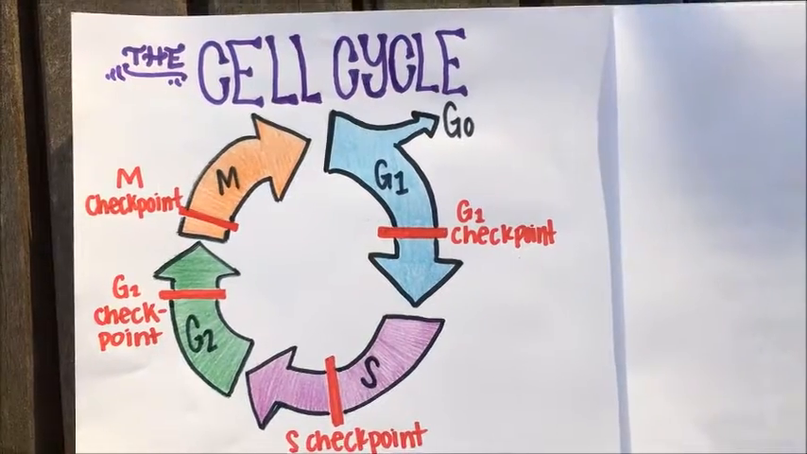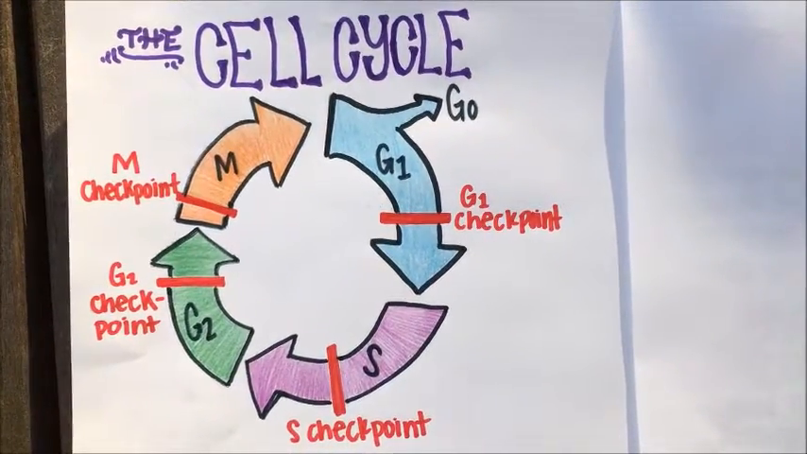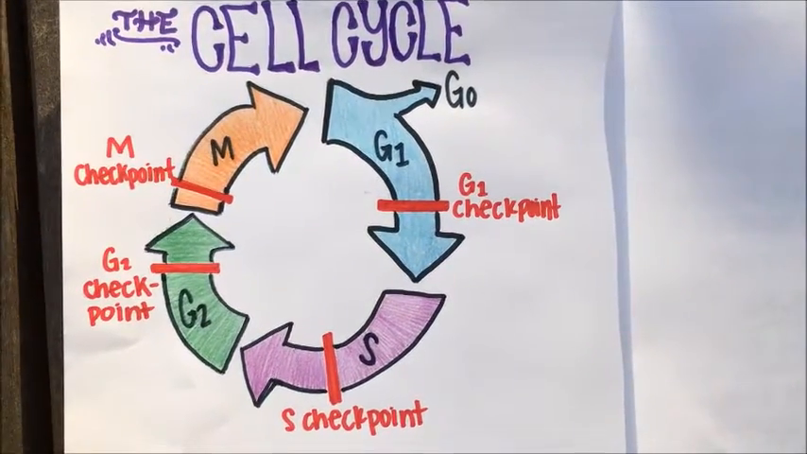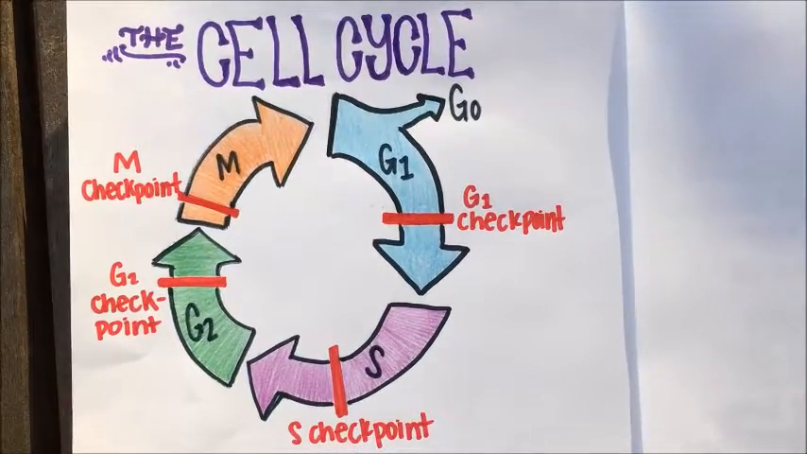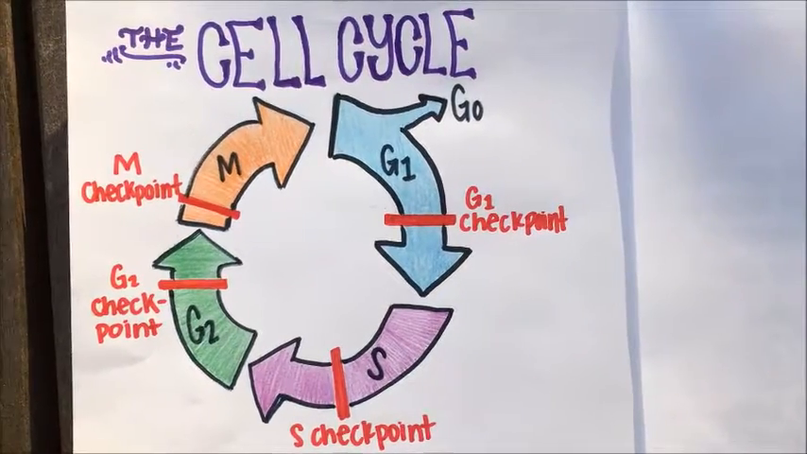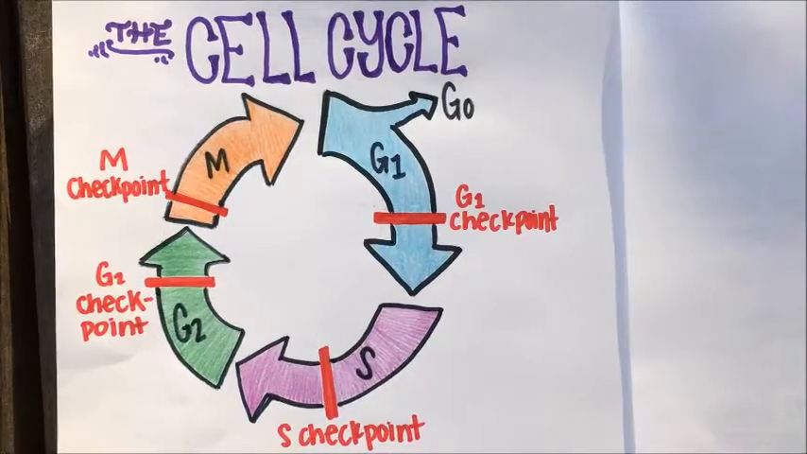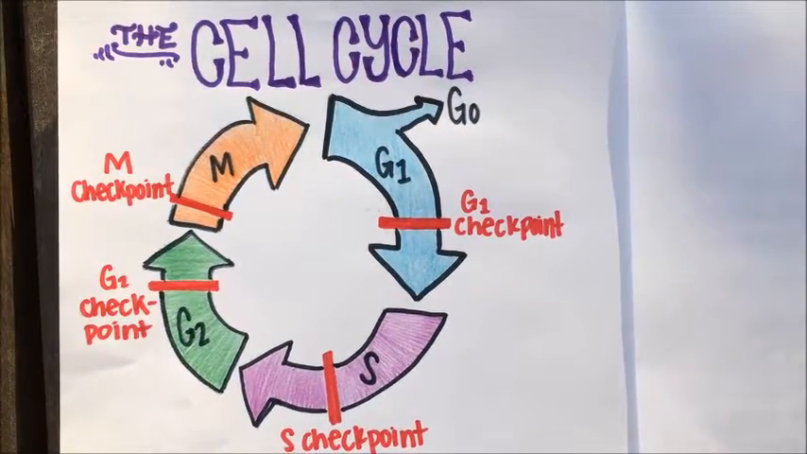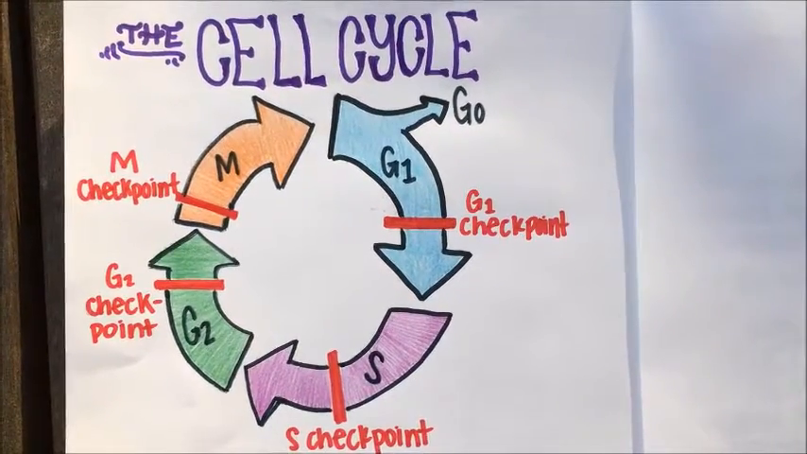Or once it passes the G1 checkpoint, which checks to make sure the cell is ready to divide, it goes into the S phase, which stands for synthesis. During synthesis phase, the DNA is replicated. The S checkpoint makes sure that there are no errors in the DNA. After that, it moves on to G2, which is the second gap phase. In the second gap phase, it double checks that there are no errors in the DNA and that all the chromatin are connected to microtubules.